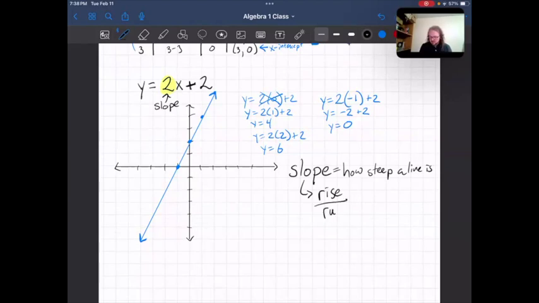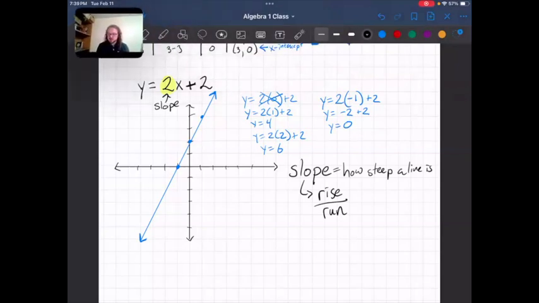rise over run. Right, so if I'm looking at this point, to get to the next intersection point, I had to go up 2 and over 1. So that up 2 is how much we had to rise, and then that over 1 is how far we had to run. And it won't always be the next x value.